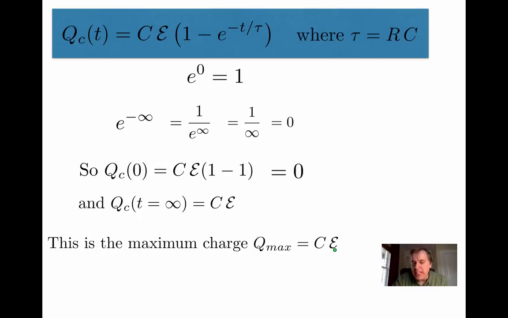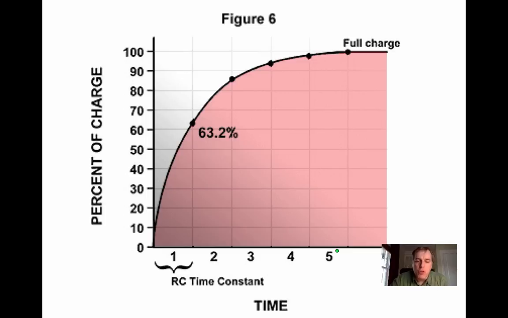So sometimes people replace CE in those equations by Qmax. They call that Qmax. So the curve looks like this, right? You build up the charge and you reach an asymptote. Strictly speaking, you reach CE just after an infinite amount of time. But in practice, you get very, very close after a few time constants.